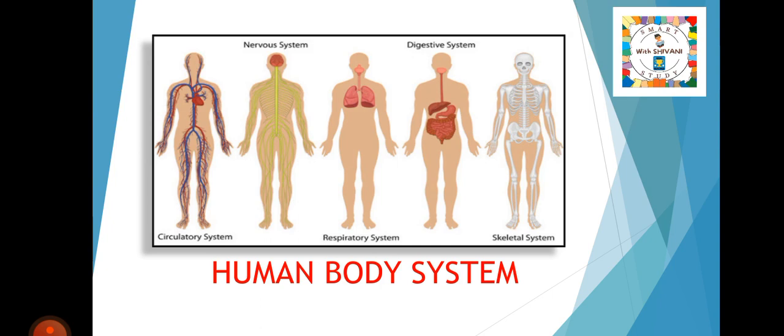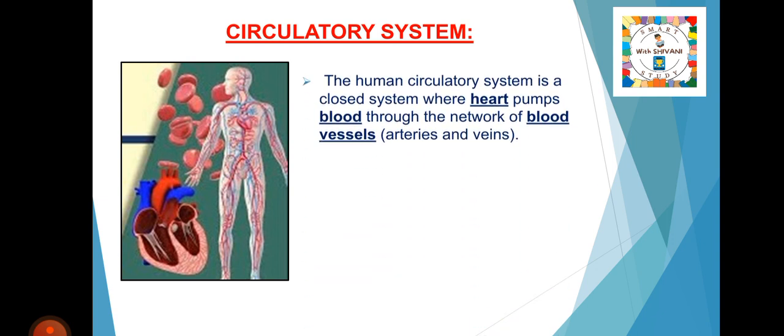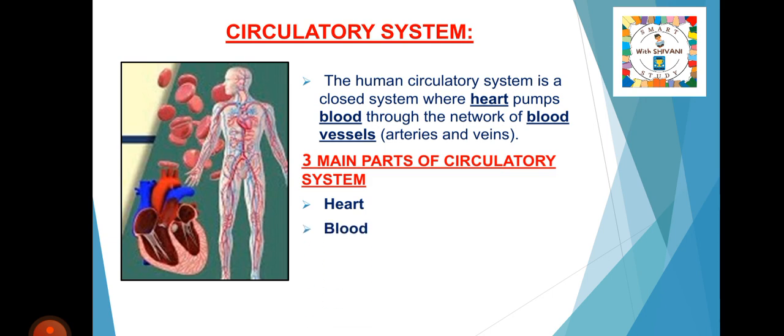To begin with, we will start learning with the circulatory system. The word itself says circle. So the human circulatory system is a closed, circular system, where the heart pumps blood through the network of blood vessels. If you see, I have highlighted certain words like heart, blood, and blood vessels. So they form the main parts of the circulatory system, that is heart, blood, and blood vessels.